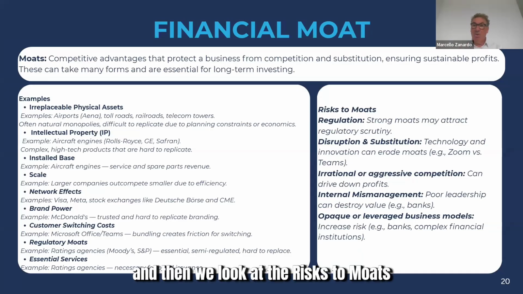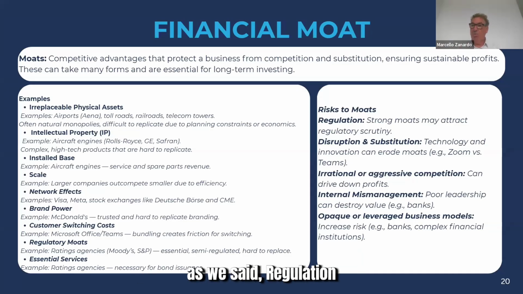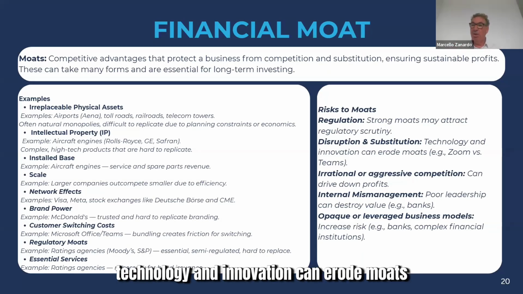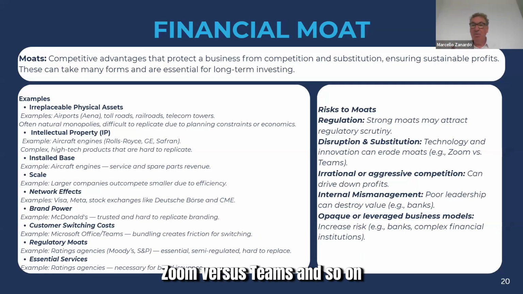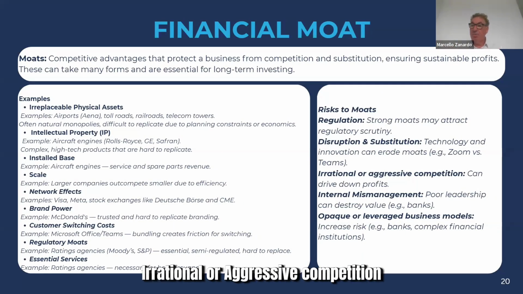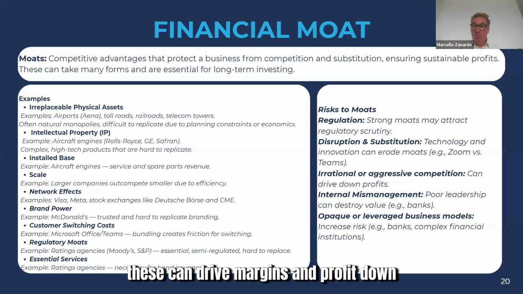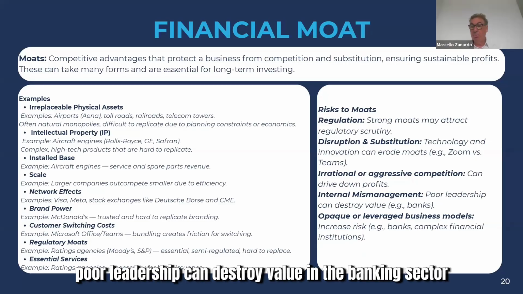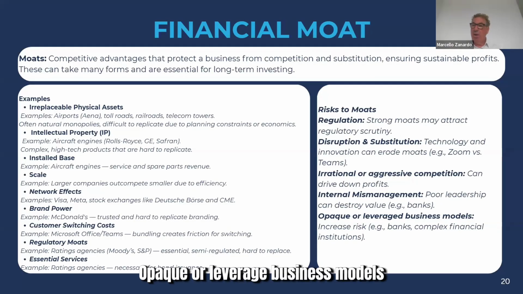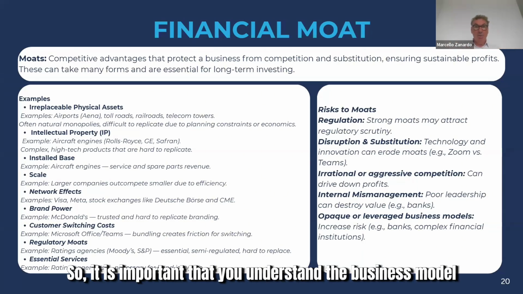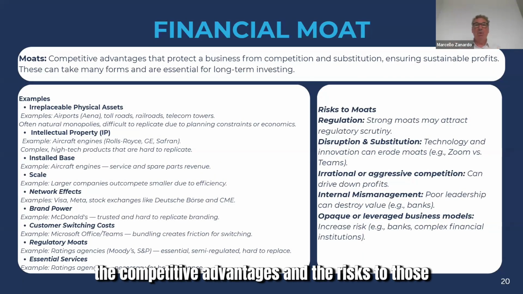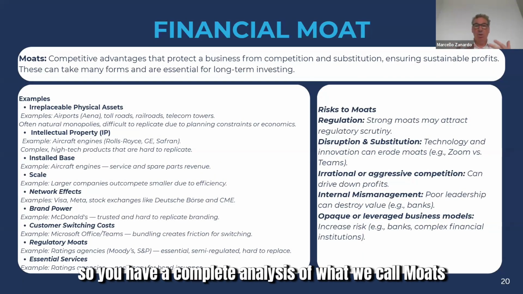And then we look at the risk to moats, as we said, regulation. Strong moats may attract regulatory scrutiny. Disruption and substitution, technology and innovation can erode moats, Zoom versus Teams, and so on. Irrational or aggressive competition. These can drive margins and profit down. Internal mismanagement, poor leadership can destroy value, as in the banking sector. Opaque or leveraged business models, you can have increased risk. So it is important that you understand the business model, the competitive advantages, and the risk to those. So you have a complete analysis of what we call moats.